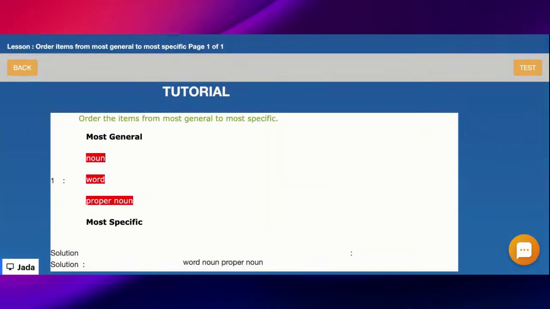So let's look at some examples. We said order the items from most general to most specific. So most general, we have the noun, word, pronoun. So more specific, it would be word, noun, pronoun.